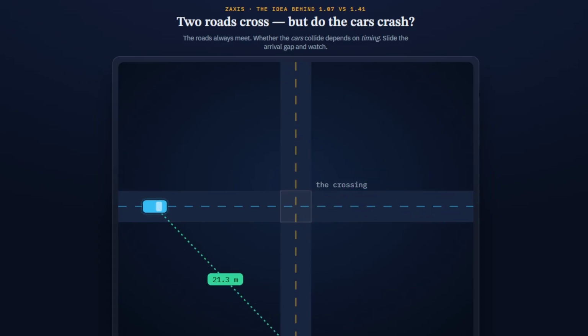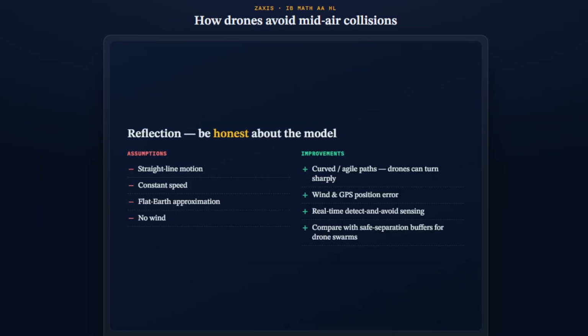Let us discuss another variation to our model. Initially, our drones were moving along non-intersecting lines, but there can be situations where drones are moving along intersecting lines. For example, here I've taken two roads which are crossing each other, but the cars aren't colliding. Why? It's just because these cars are crossing the intersecting point at different times. Therefore, time will also be one deciding factor which will predict whether the drones will collide or not. Further, I have listed down the improvements which we can make to our model, as well as the assumptions, over here.